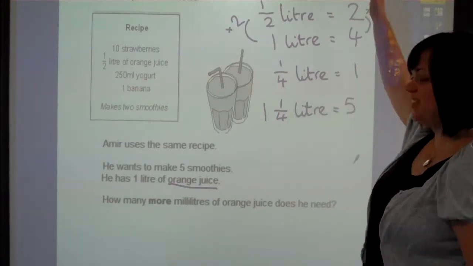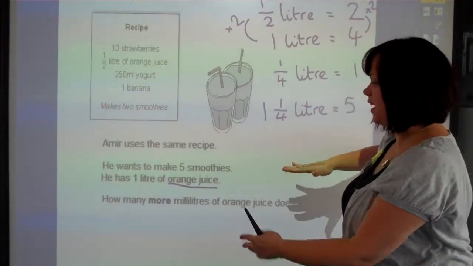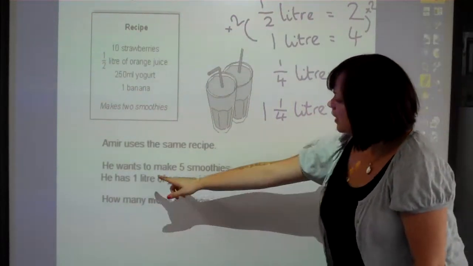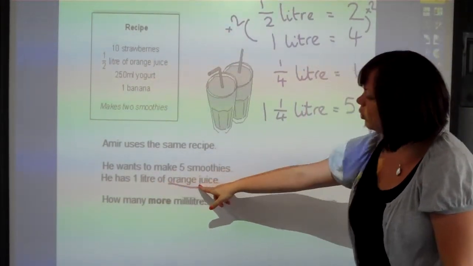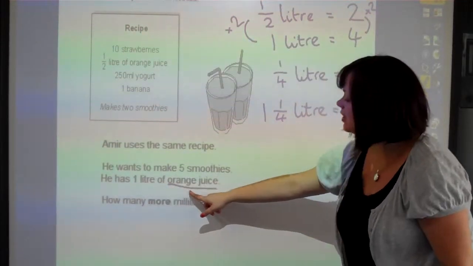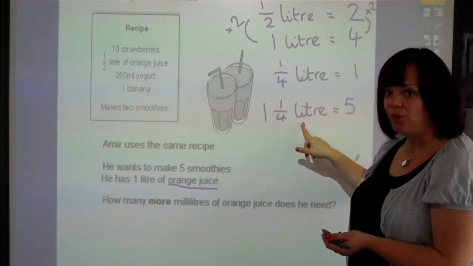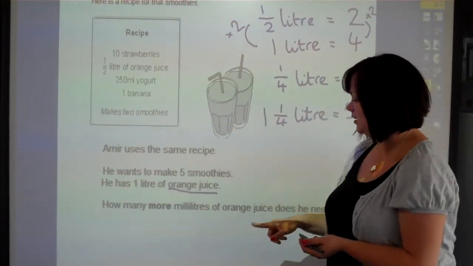Okay, so now I know that. So that was quite a lot of work just to know that bit. So 1 1/4 litres is 5 smoothies. I now have to look at this. He has 1 litre of orange juice. How many more does he need? Well, he needs 1/4 of a litre more. He's low by 1/4 of a litre.